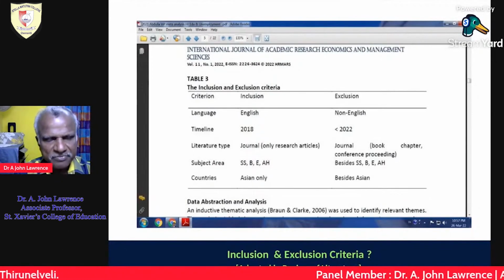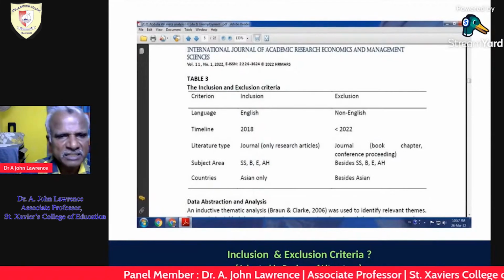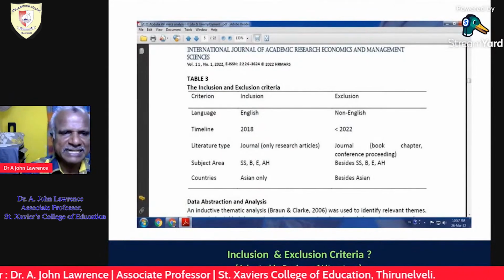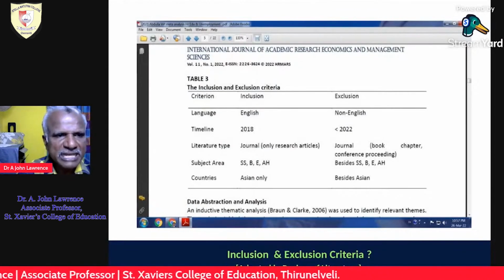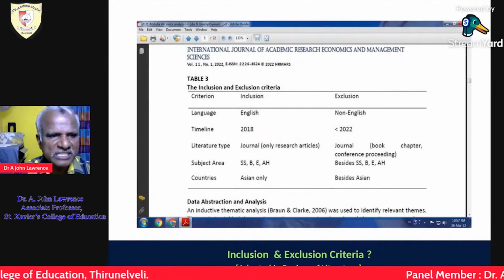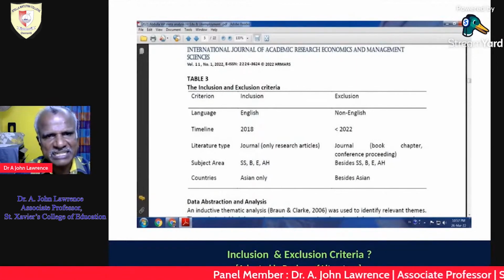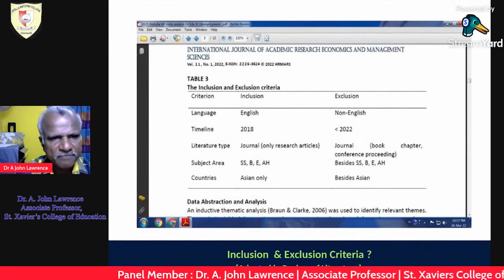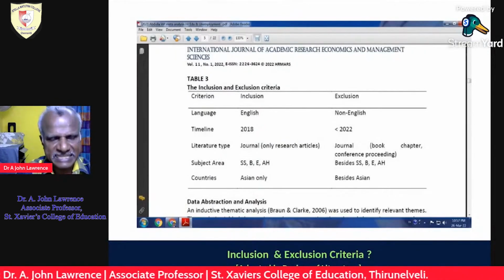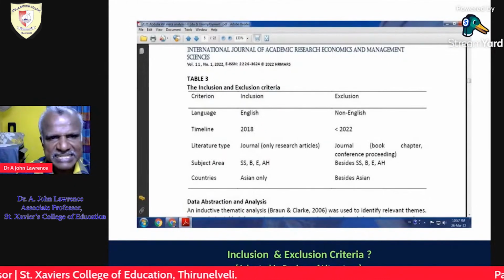Look at this slide. This is an example. I have taken it from one of the research papers. The exclusion criteria are, what is the criteria? Number one, language. Only English written articles are included. Then what is excluded? All the articles, all the reviews that you have collected not in English are excluded. Then timeline. Prior to 2018, it is included. Okay. Up to 2018 you have included.